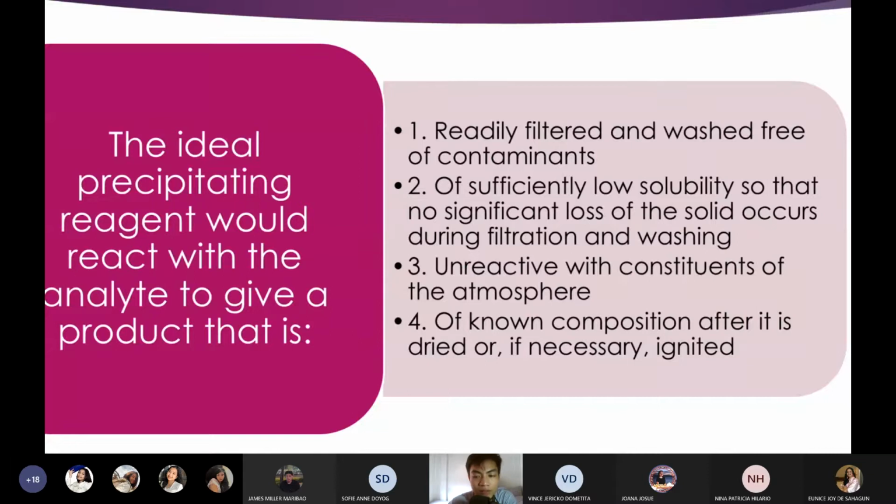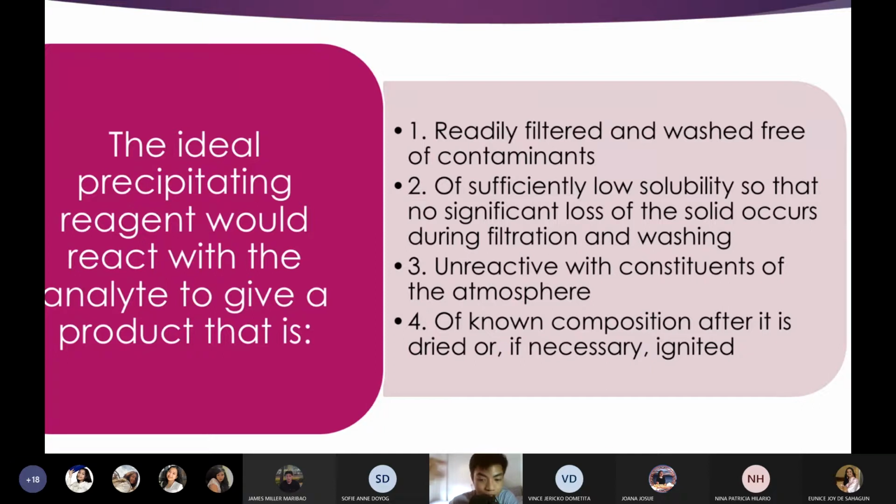Ano mangyayari nun? Ano effect nun? Tataas yung mass ng precipitate mo. So, pag tumaas yung mass ng precipitate mo due to the reaction of it with oxygen in the air, pag nag-react yun sa hangin, tataas yung mass. Ano yung result? Pangit yung measurement mo, mali yung result mo. Okay, tataas yung percent error mo.